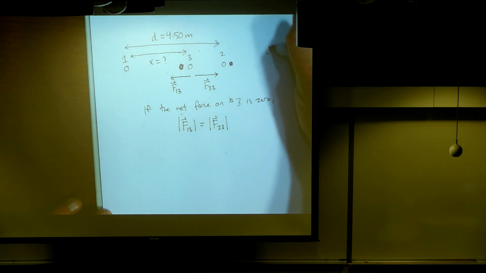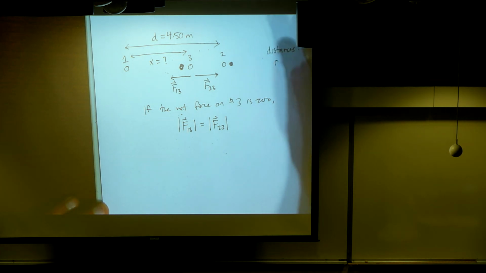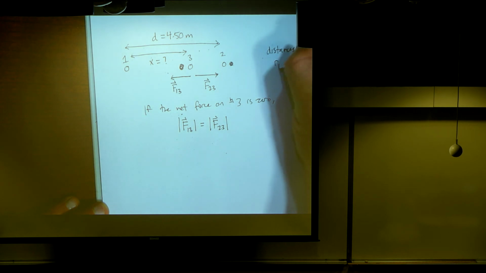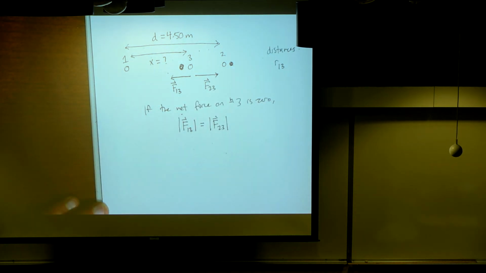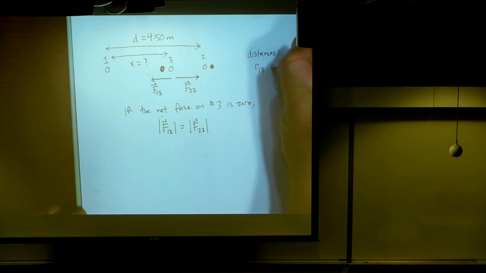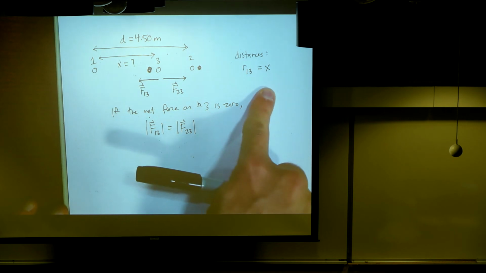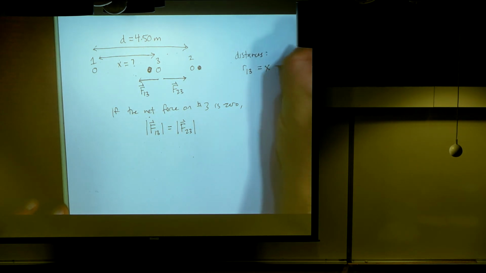Let's think in the margin over here about the distances involved. The distance between 1 and 3, that's what we call R13. On our diagram, that's what we're using the variable x to stand in for. We don't know what that is.